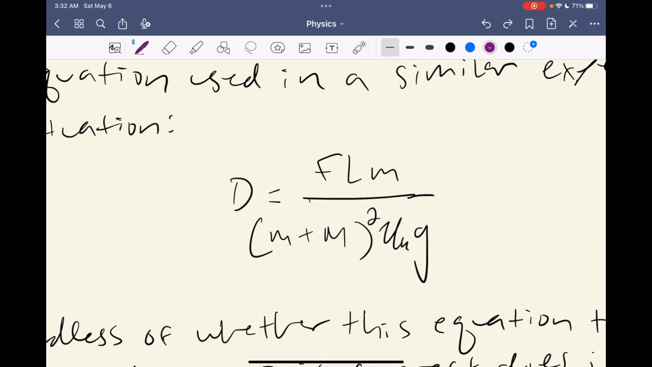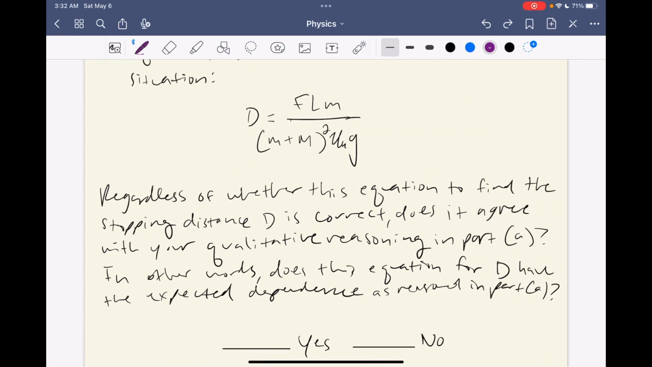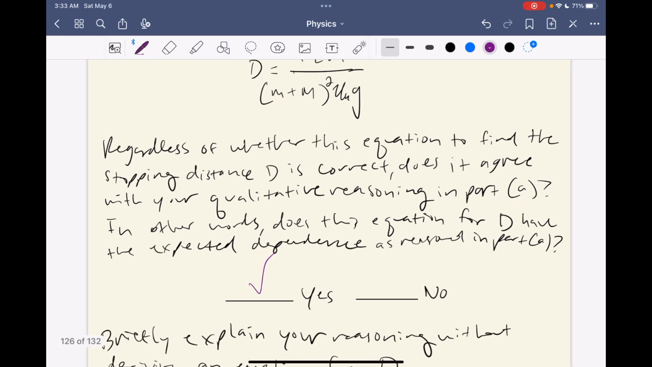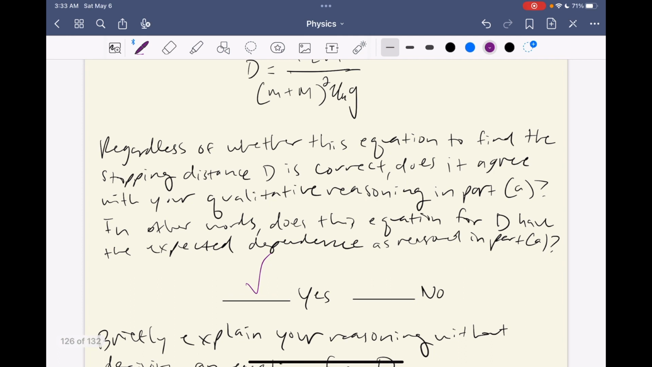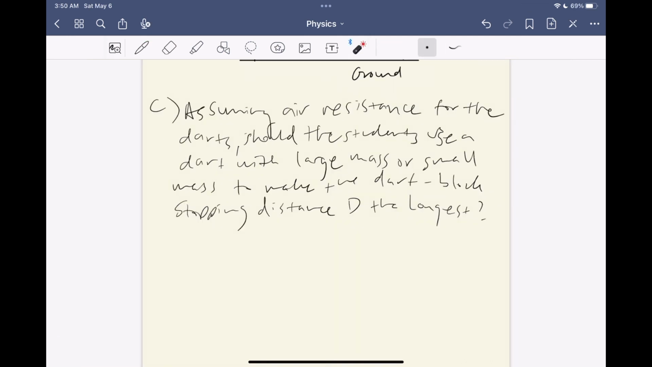So this basically means that yes, it does agree with my reasoning in part A, because in part A I did say that the length of the tube affects the stopping distance because of how the length of the tube affects the velocity and affects the momentum and ultimately affects the stopping distance. So yes, the equation for D does have the expected dependence as reasoned in part A.